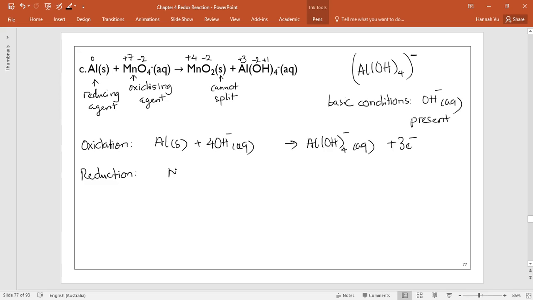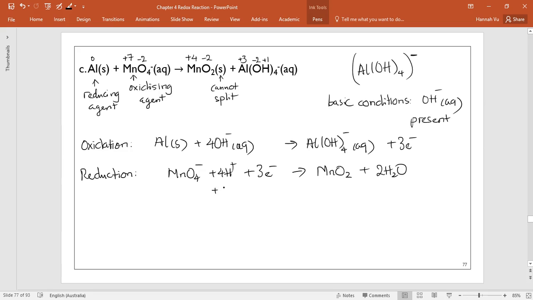So I have MnO4 minus going to MnO2. So yes, I'm going to use H+. I need to add 2 H2O. The manganese is already balanced. 2 H2O, 4H plus, which means that the charge on this side is 3 plus in total. I need 3 electrons, which does agree with the change in oxidation number from +7 to +4.